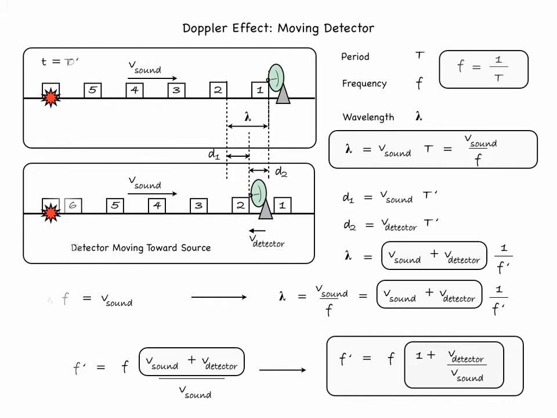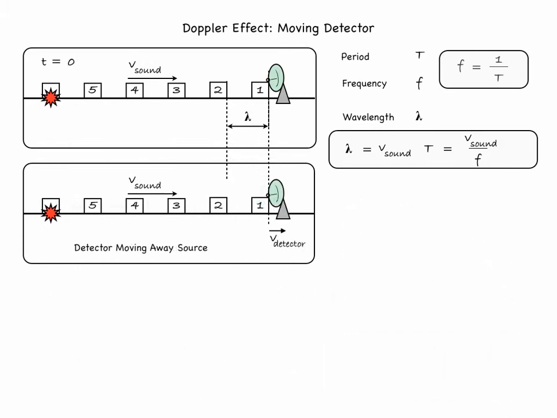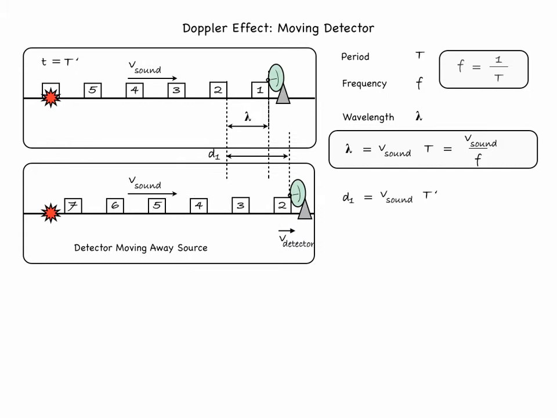Now let's see what happens when the detector actually moves away from the source. So we'll go back again to that time equals 0 and the original position of the detector where it just has met bleep 1. And then a little bit later at time t prime, the detector now meets bleep 2, but it has moved away from the source. In that time interval t prime, bleep number 2 has traveled again distance d1 equal to the velocity of sound times t prime, and the detector has traveled distance d2 equal to v detector times t prime.